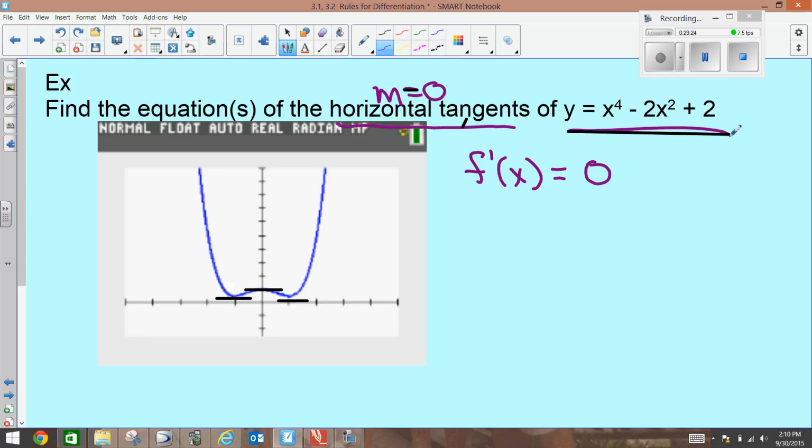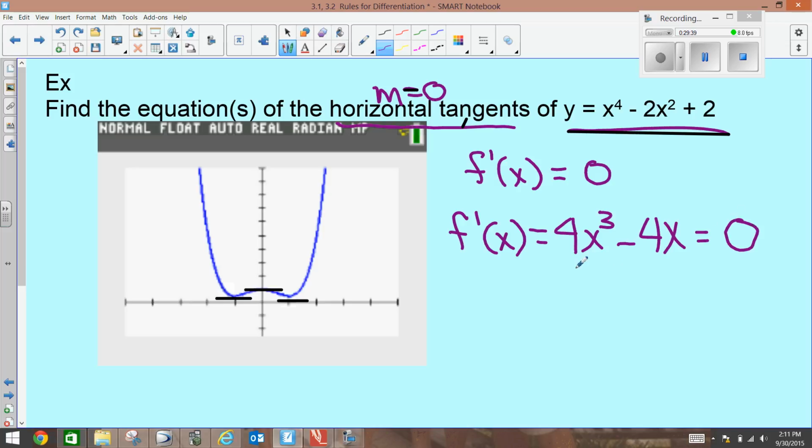Okay, so that means we're going to find f prime. Okay, it's a polynomial, so it's a quick one. 4x cubed minus 4x. Okay, where would that equal 0? So we set it equal to 0. Now, you need to do what with that? Well, of course, you go to factor out 4x. Here we go again. They're always black.